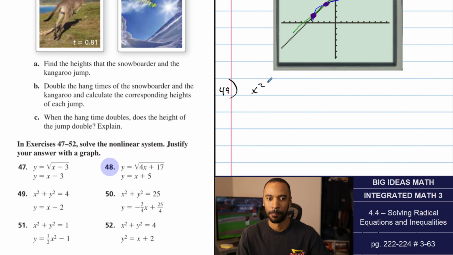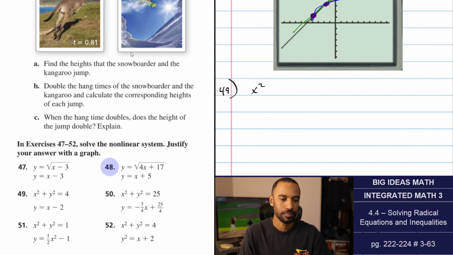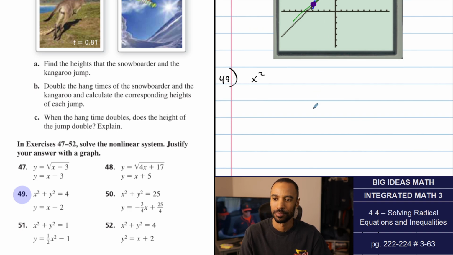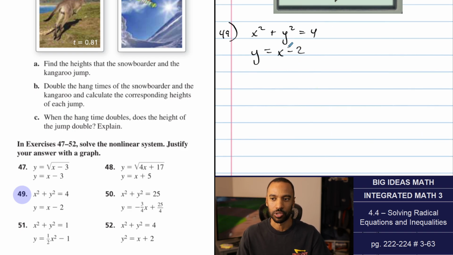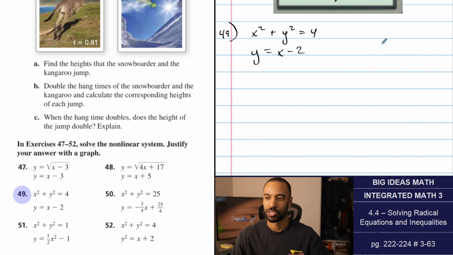Number 49, x squared plus y squared equals 4. I know this has two solutions because I know what both of these graphs look like. Wait, yes, this should have two solutions. Let me tell you beforehand what these graphs should look like so that when we solve, we feel better about this. I mean, they're going to graph it, but this is a circle with a radius of 2.